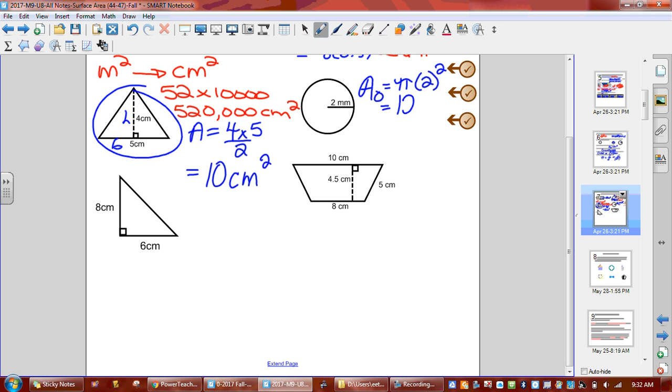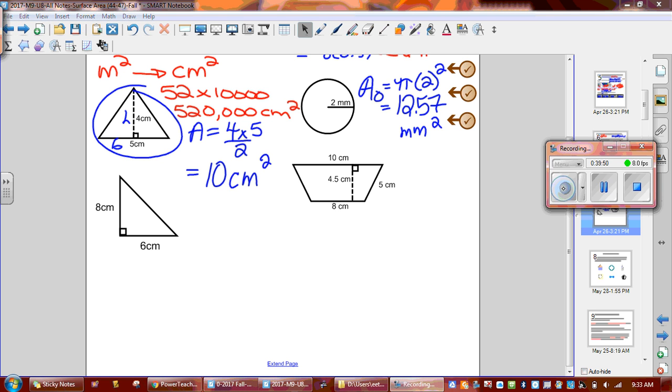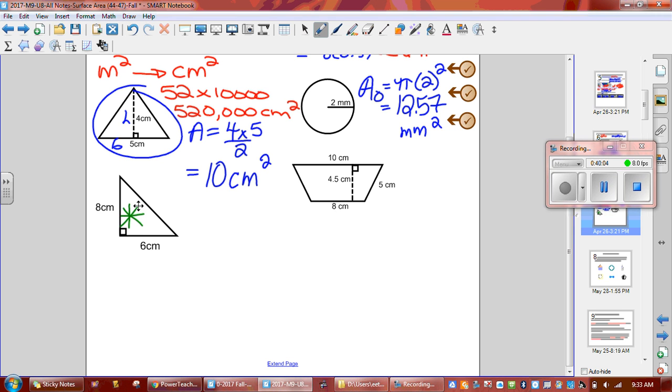Okay, our last 2 examples. What is the difference between this green starred triangle and the triangle circled in blue? It's a right triangle. Thank you. It's a right triangle. When it's a right triangle, we use the base as the bottom and the height is the vertical. So we always have them attached to that 90 degrees. We don't use the diagonal line. So area is going to be 8 times 6 divided by 2, which is 24 centimeters squared.